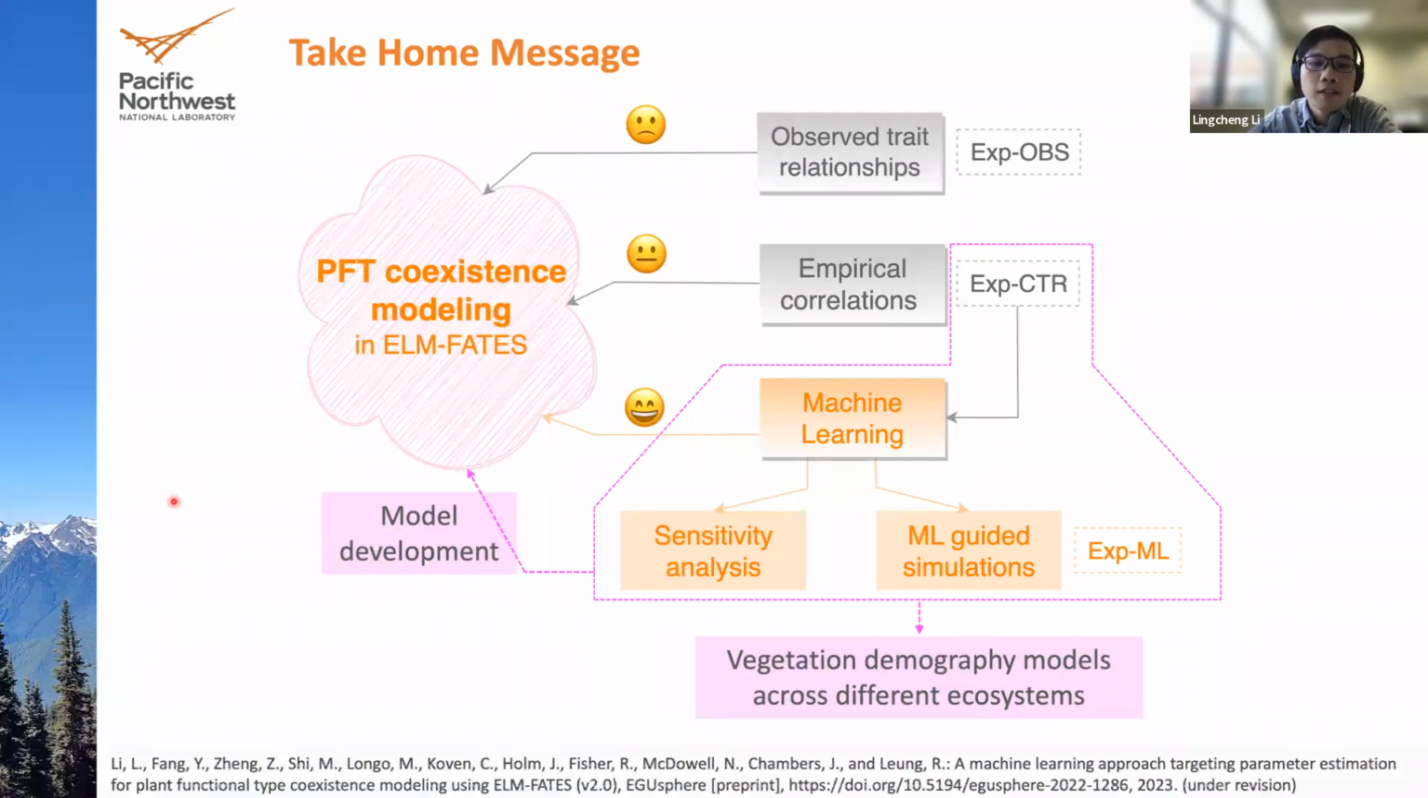Basically, this study is currently under revision, and you can find the preprint on the EGU website.